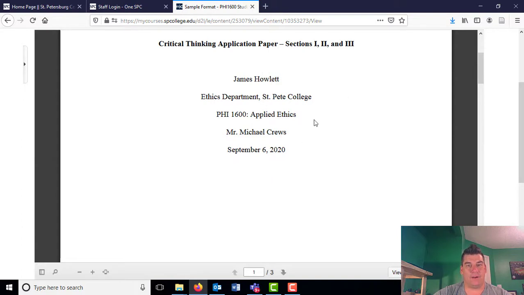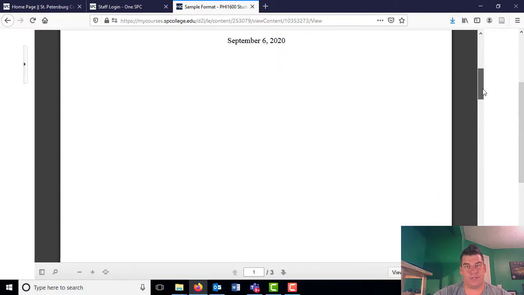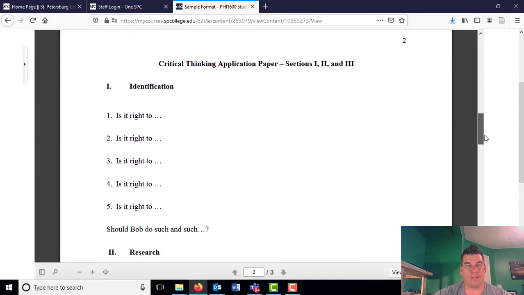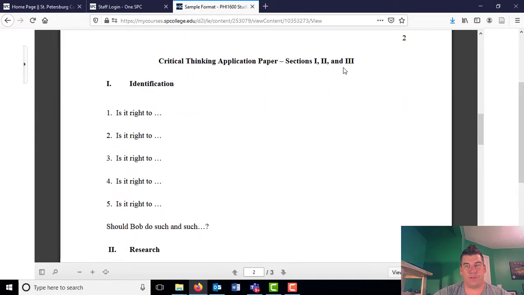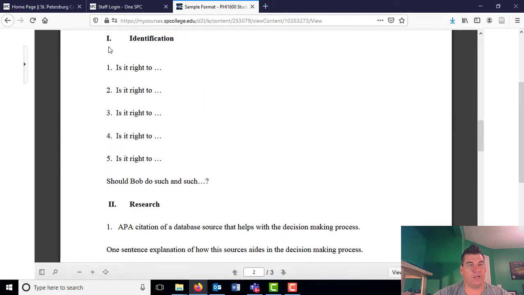Then you're going to have all your information for the title page. Make sure it's all there. People keep forgetting some of that as well. And those are easy points to collect as long as you do it right. And then we have our title on the first page again. And then all you're going to do is do the number 1, identification, and 1, 2, 3, 4, 5. Number them just like this.